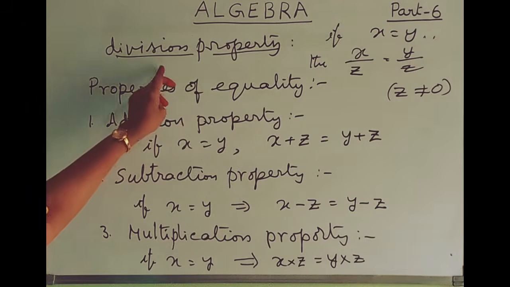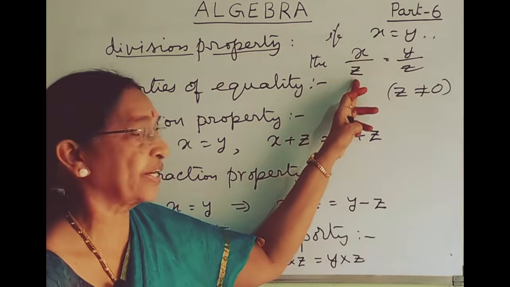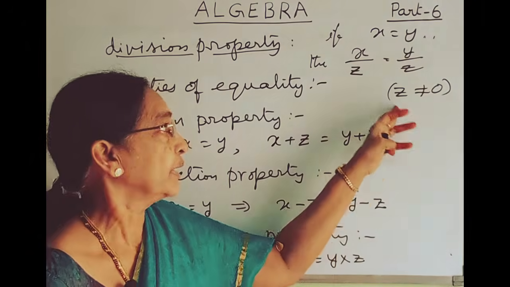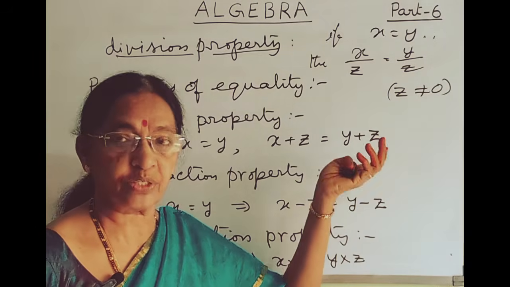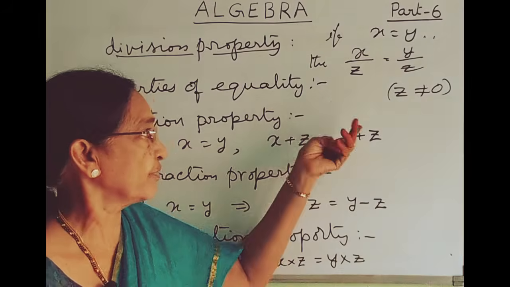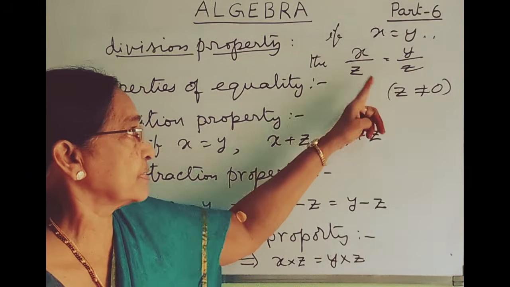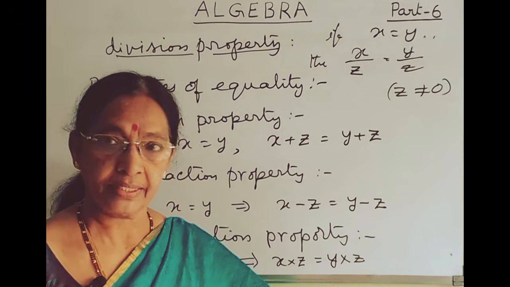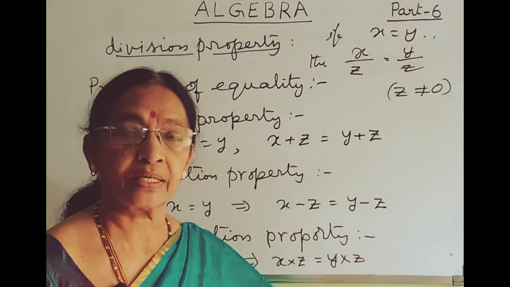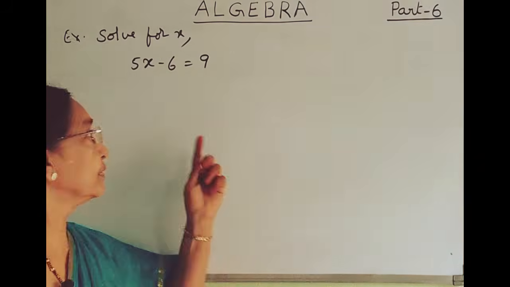Next, division property. If both sides of an equation are divided by a non-zero number, then the equality doesn't change, because the division by 0 is not defined. Therefore, z should not be equal to 0. Therefore, if both sides are divided by a non-zero number, then the equality doesn't change. These are the properties of equality. Let us take an example.